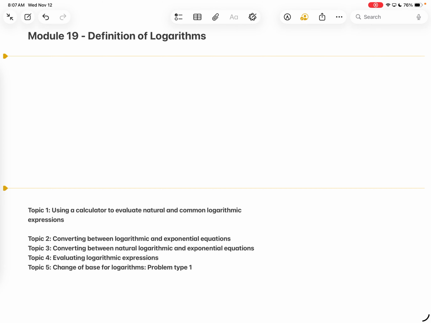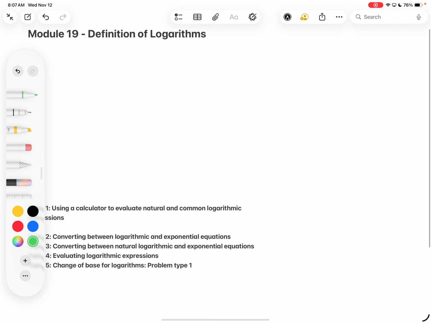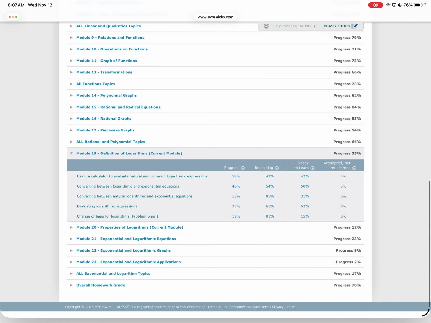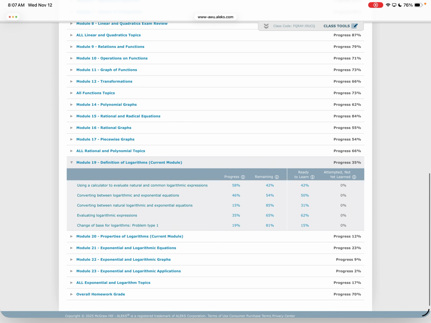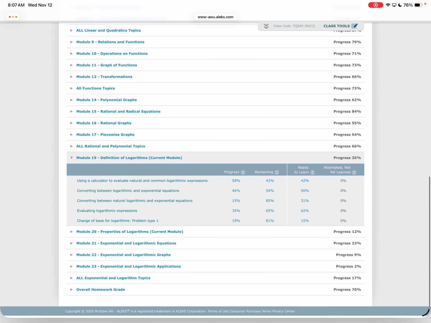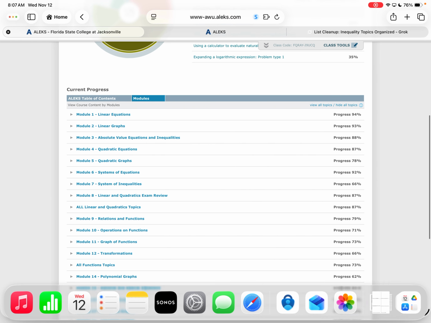Module in this unit is definition of logarithms, but first we kind of need to talk about, hold on, sorry, I just thought of something. I didn't skip. Huh, okay. I think I rearranged these from the way I did it last semester, sorry.